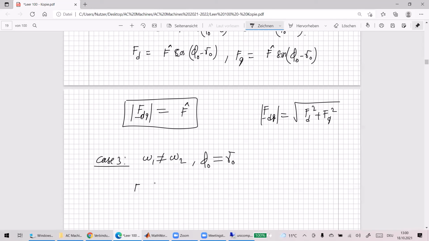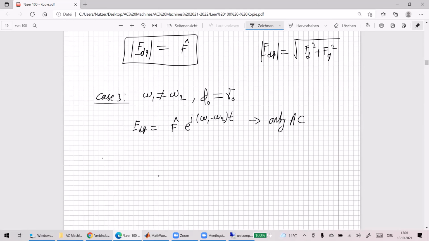That's okay. So f vector dq will be f cap into e power j (omega 1 minus omega 2) into t. Is there an AC component? Yes. Only AC. So there is no DC, okay? Case 4. Omega 1 not equal to this, and then phi not equal to this.